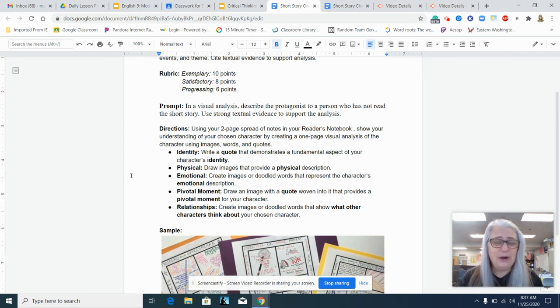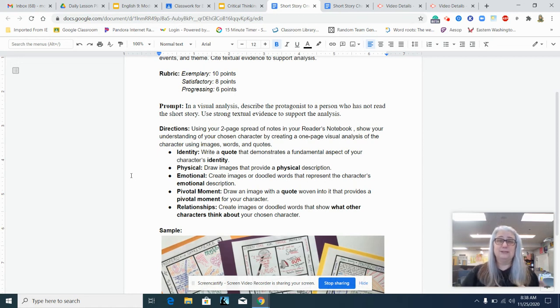So you've got to think about identity, what makes up a person's identity, and then find a quote from the story that will help anybody who's not read this story understand something about your character's identity, who they are. Okay. Physical description: draw some images that would provide a physical description of your character. What is their emotional description? So create images or doodled words, doodled words are kind of fun, that represent the character's emotional description.